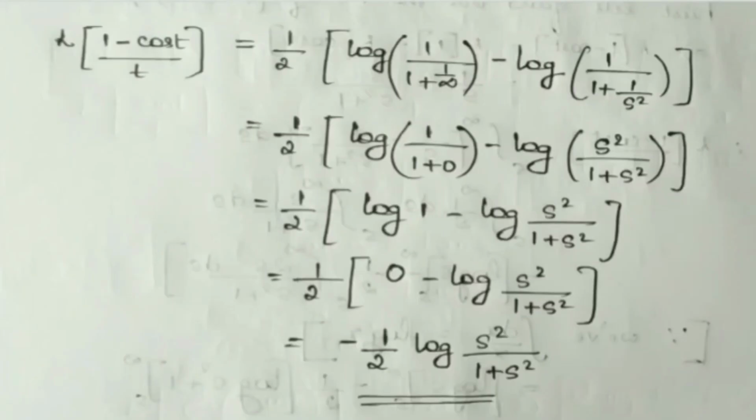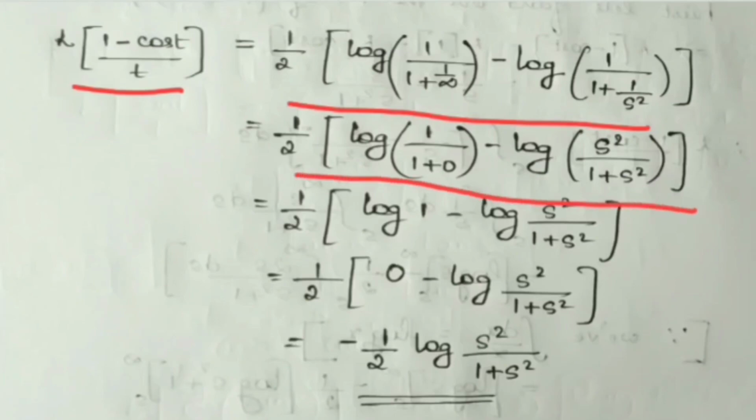Therefore, Laplace of (1 minus cos t) by t is equal to 1 by 2 into, now we will apply the limits between s and infinity. So, log of 1 by (1 plus 1 by infinity square). Infinity square is infinity. So, we will write 1 plus 1 by infinity, minus log of 1 by (1 plus 1 by s square), which is equal to 1 by 2 into log 1 by (1 plus 0), because 1 by infinity is 0, minus log of (s square plus 1) by s square.